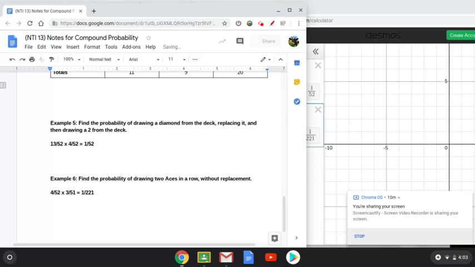So think about that, guys. If you were to draw 221 times out of a deck, you would only expect to get 2 aces back to back one time. So your odds of that happening are very, very slim. That's why aces are so valuable when you're playing card games. All right, so there are your notes for compound probability. This should get you through your assignment for today, but please let me know if you have questions.